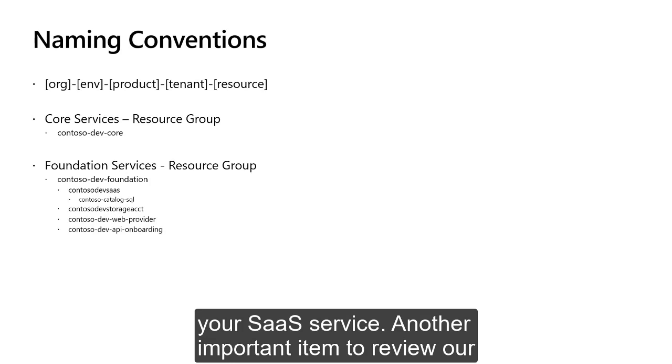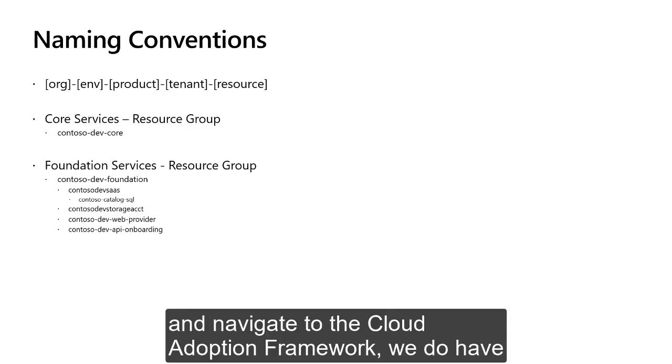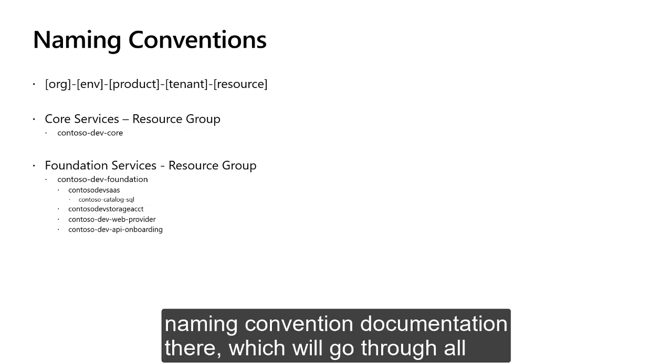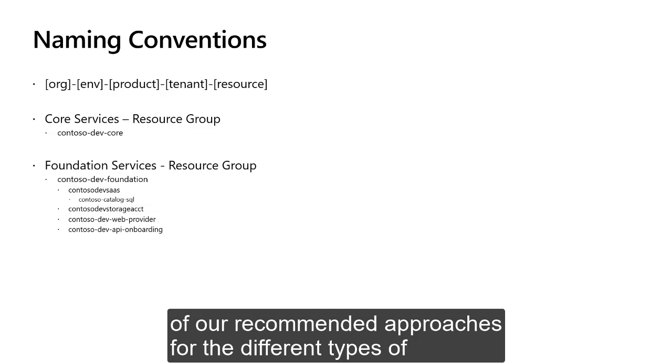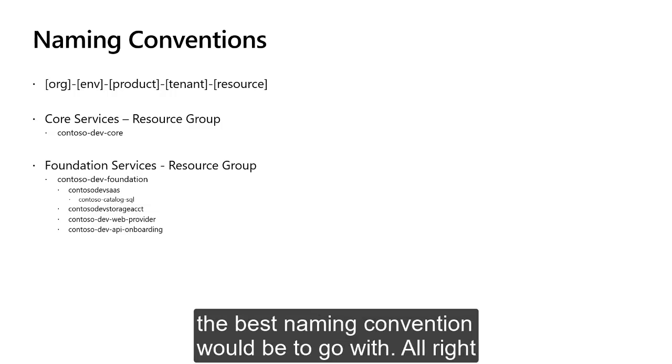Another important item to review is naming conventions. If you go to the Azure Architecture Center and navigate to the Cloud Adoption Framework, we do have naming convention documentation there, which goes through all of our recommended approaches for the different types of resources and resource groups that you could create and what the best naming conventions would be.